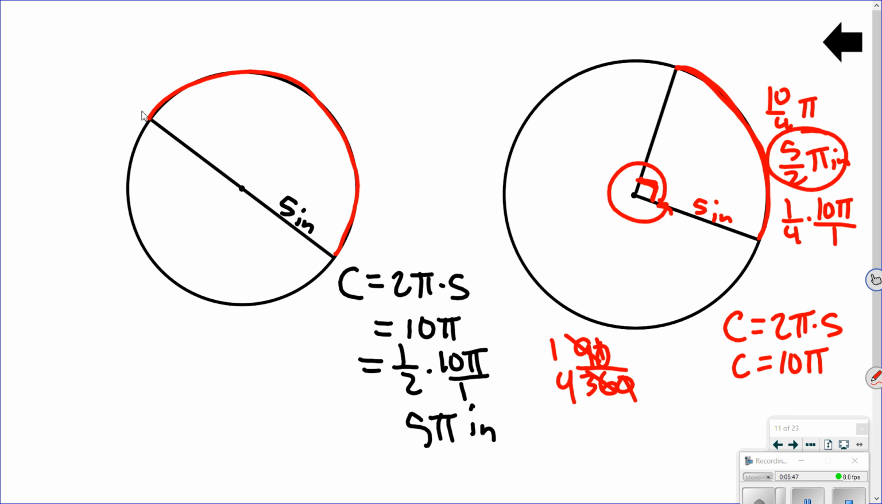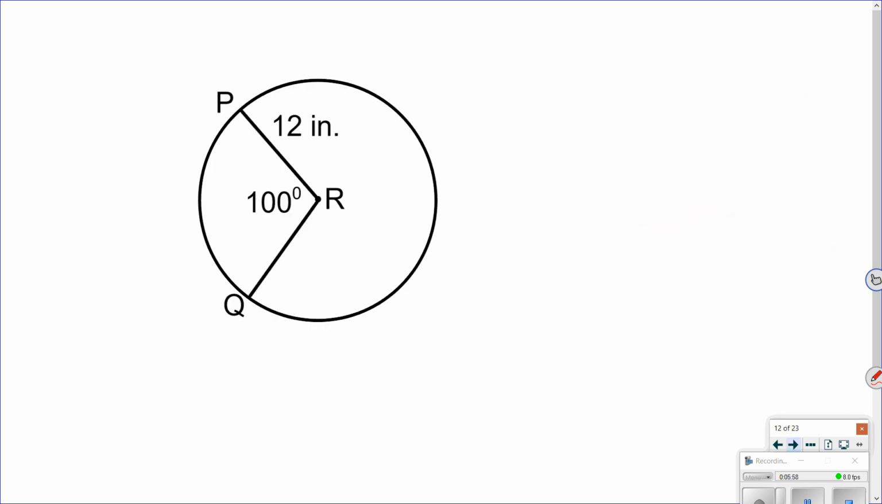Finding the circumference, and I know I'm taking half of it because it's a semicircle. Finding the circumference, and I know I'm taking 1/4 of it because that arc is 1/4 of the circle. Where it gets a little bit trickier is when you have one that's not a half or 1/4. So this one, the arc subtends to the angle, which is 100 degrees. Angle right there is 100 degrees. We're still going to approach it the same way.